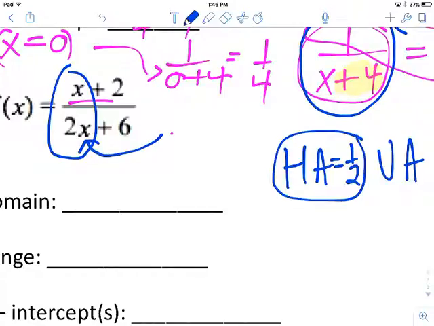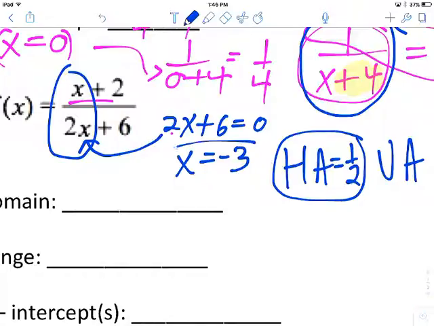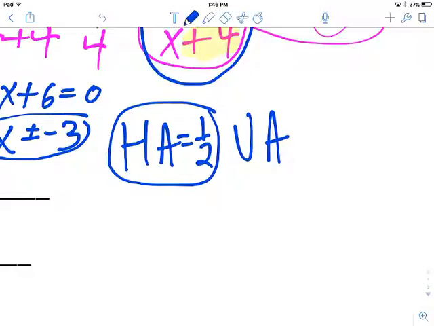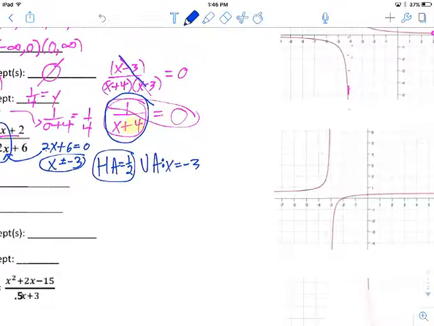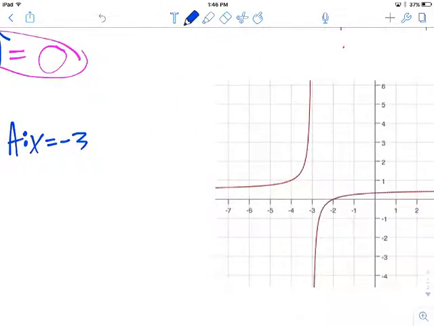And what would make that 0? Looks like if I set it equal to 0, I get negative 6 over 2, which is negative 3. That's the value it can't be, so I'm thinking of my vertical asymptote as x equals negative 3. I will look at that graph and I will confirm it, because I don't want to be crazy. And it sure looks like it makes sense.